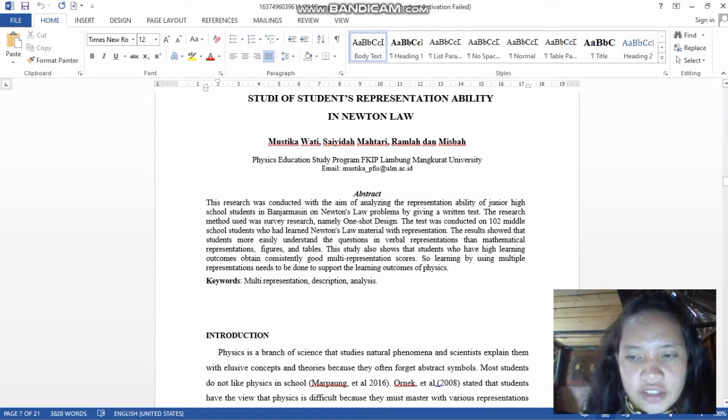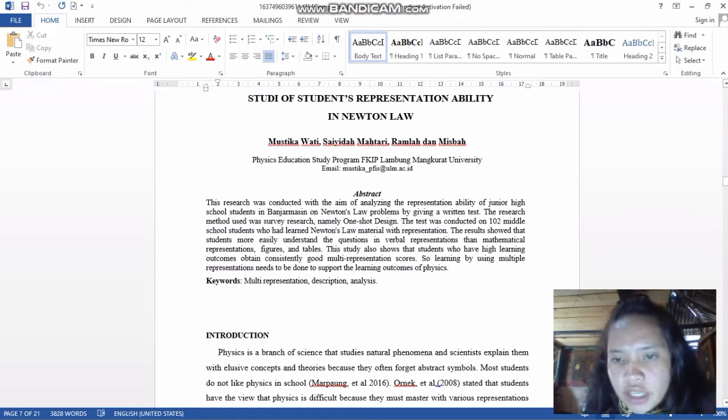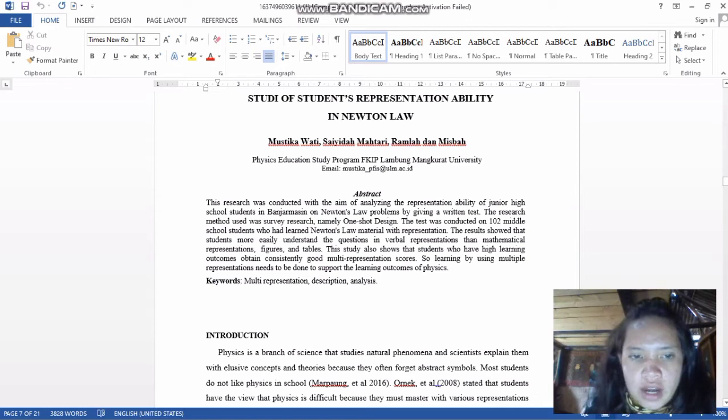The study also shows that students who have high learning outcomes obtain consistently good multi-representation scores. So, learning by using multiple representations needs to be done to support the learning outcomes of physics.